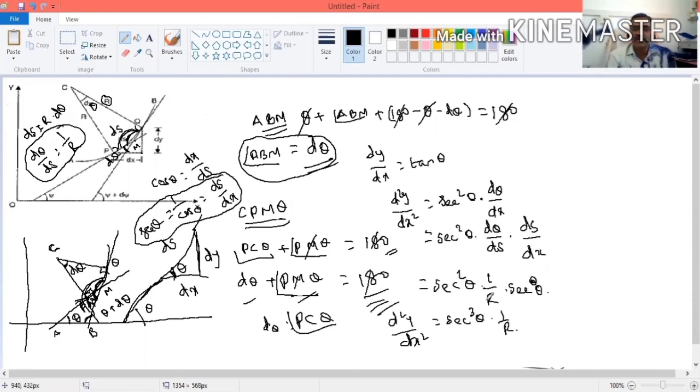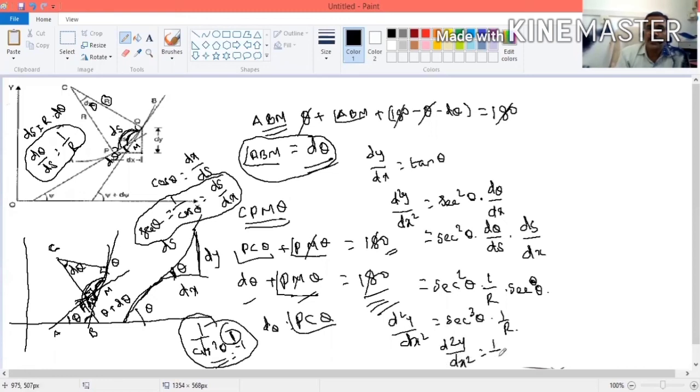Secant cube theta is equal to 1 by cos cube theta. If the theta value is very, very small, what is the value of cos theta? Cos theta is approximately equal to 1. So 1 by 1, this value will be approximately 1. So you can write this equation: d square y by dx square is equal to 1 by r.